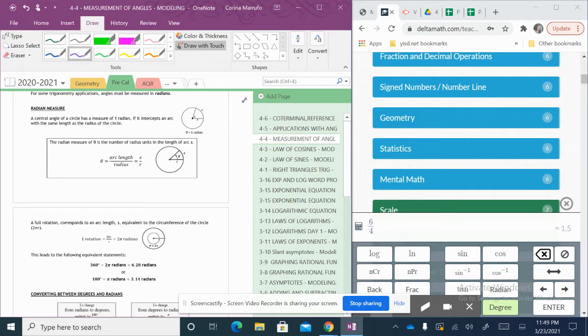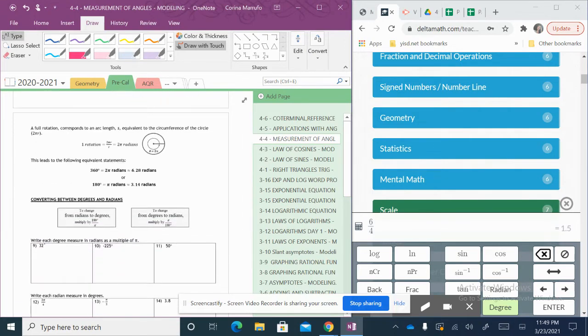Okay, because what it's saying here is that this is my radius, and then they compare it to this part right here. The radian measure of theta is the number of radius units in the length of s. So pretty much your arc length, they use a little s, whatever the length is from here to here, and then your radius r, which is from here to here, that denotes your theta. So that is in radians. It's an alternate method to degrees, okay? You have degrees and you have radians.